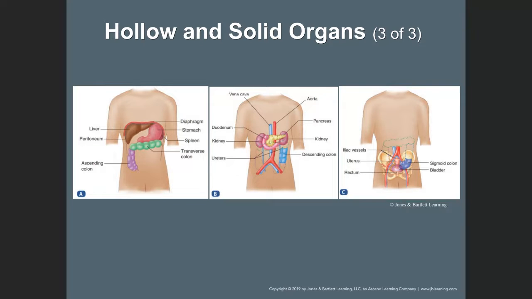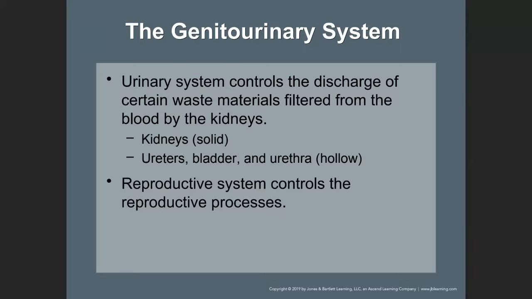So you need to know which organs are hollow and which organs are solid. Hollow organs spill their contents, resulting in irritation. Solid organs will bleed excessively because they are highly vascular. The genitourinary system: the urinary system controls the discharge of certain waste materials filtered from the blood by the kidneys. The kidney is a solid organ. Within the urinary system, we also have the ureters, bladder, and the urethra, which are hollow.